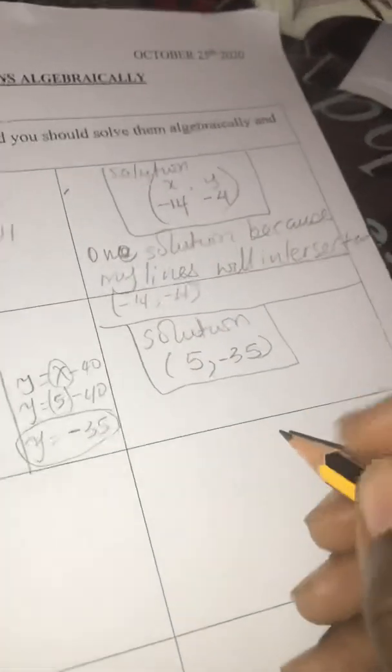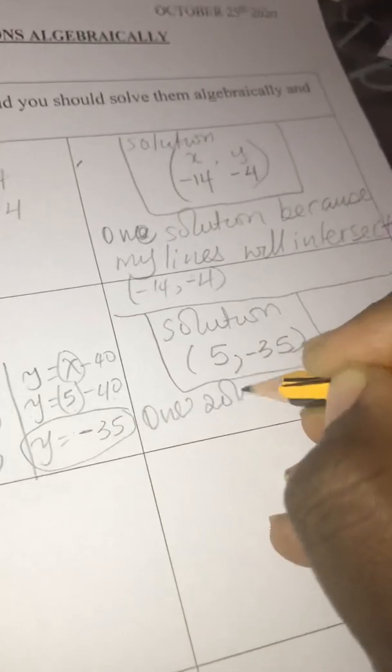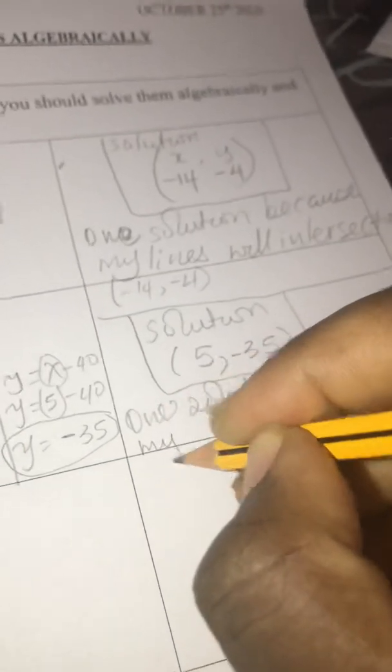Now I want to justify. I have one solution because my lines will intersect at 5 comma negative 35. So I have stated my solution. I have justified my solution. Okay?